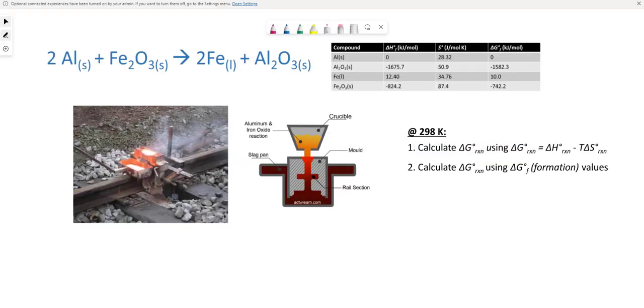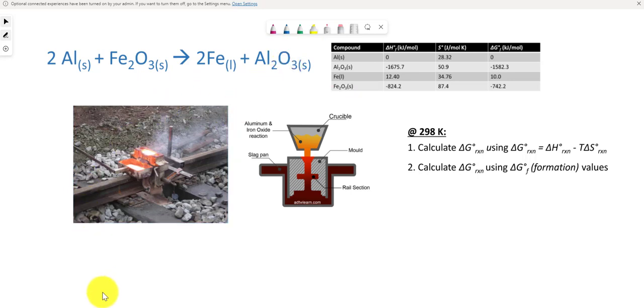So let's look at an example of free energy change. And we're going to use this example we brought up before, which is the thermite reaction, or a version of the thermite reaction. And it's a really simple reaction. It's just aluminum metal mixed with rust or iron oxide, and this produces iron. But notice the phase here is liquid, and that's because it's so hot. It creates molten iron and then aluminum oxide.